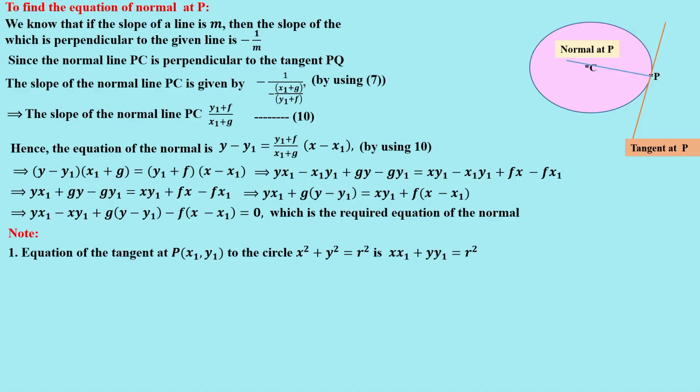So the equation of the tangent at P (x1, y1) to the circle x square plus y square equal to r square, where the origin is the center of the circle, is x x1 plus y y1 equal to r square, since g and f are all 0. The equation of the normal for the circle x square plus y square equal to r square is x y1 minus y x1 equal to 0.